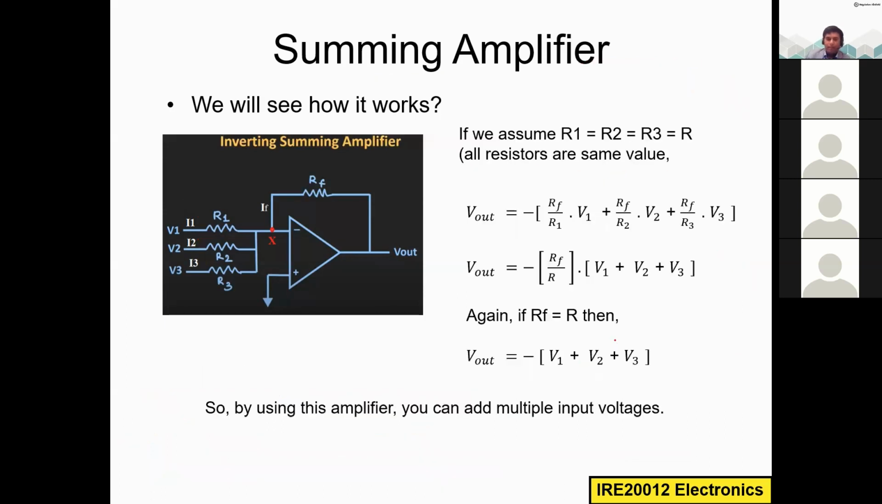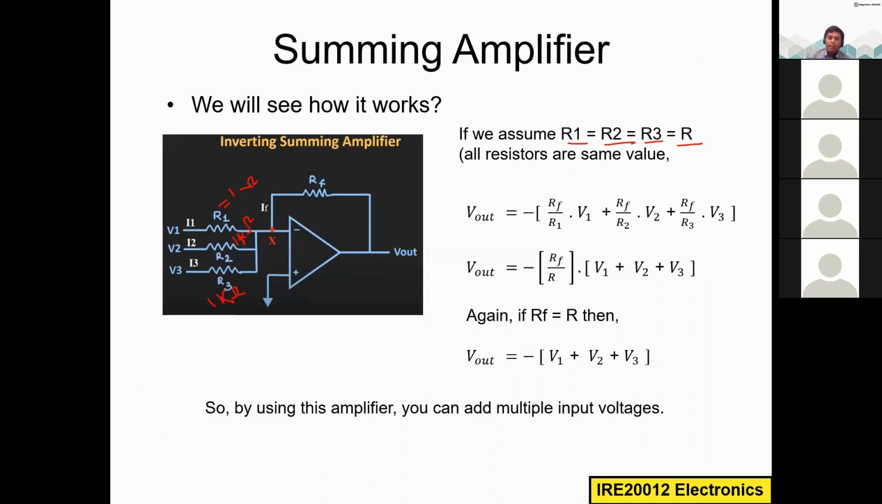Now we will see. Let us assume R1 is equal to R2 is equal to R3 is equal to R. What it means? For example, I apply 1 kilo ohm here, and I put the same resistor value here also. I apply 1 kilo ohm in R2, and I use the same resistor value for R3 also. This is also 1 kilo ohm.